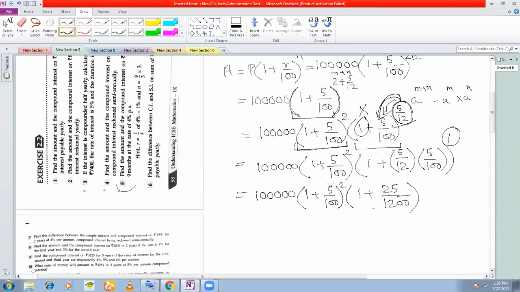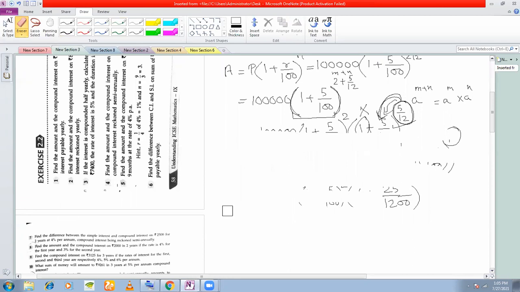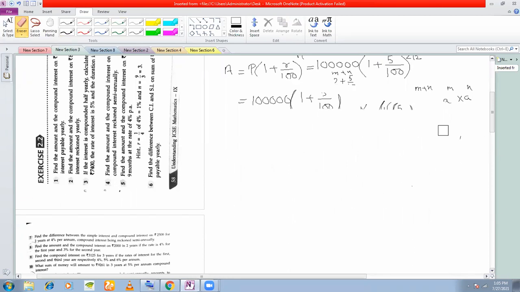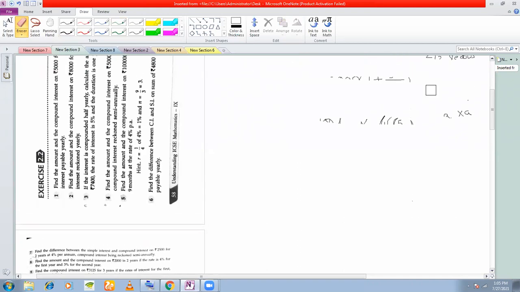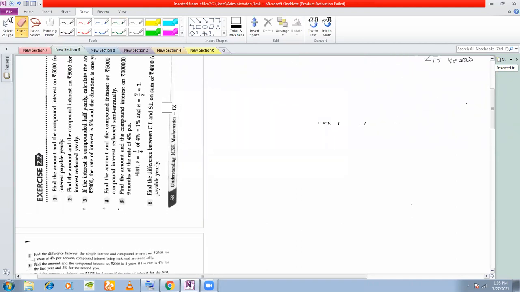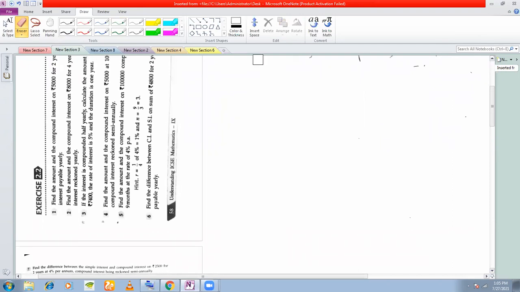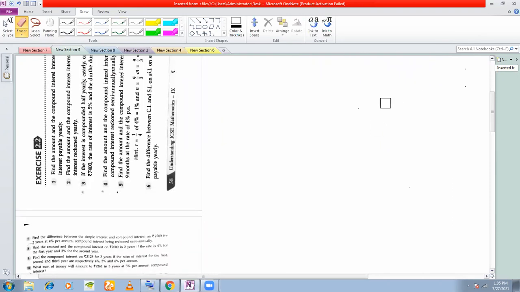Okay, so we'll see a problem which I have given you in your notes, how to solve that problem. That problem is not given in your textbook. Let's see what the problem is. The question is calculate the amount and compound interest. Problem.